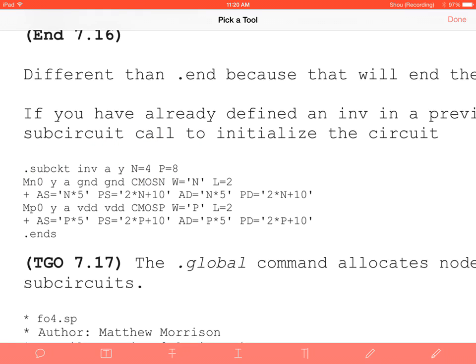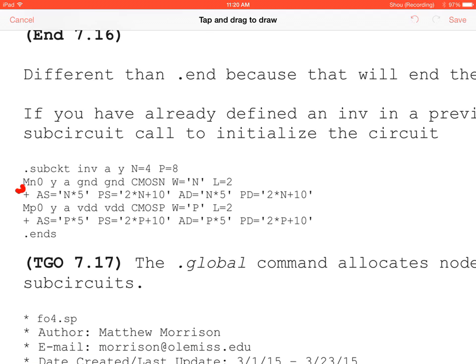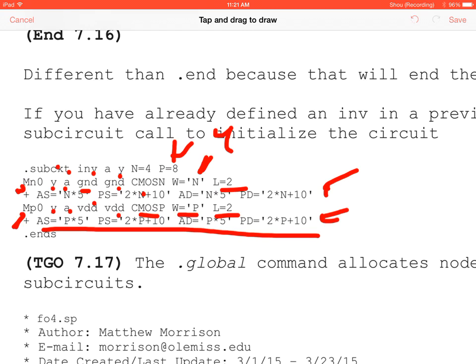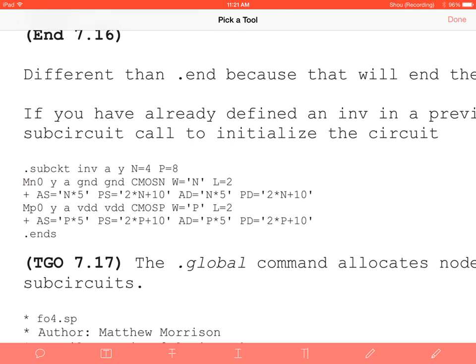So here, what's going to happen is we're going to define our NMOS transistor. We have drain, gate, source, body, CMOS N. W is equal to N, so this becomes 4, and L becomes 2. And then for PMOS, drain, gate, VDD, VDD, source, body, CMOS P. W is equal to P. L equals 2. And then we do our various forms, and as we learned in the table last lecture, this is how you relate back to those area and perimeter source delays.